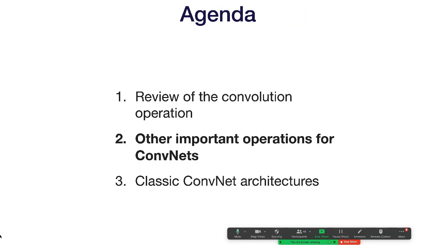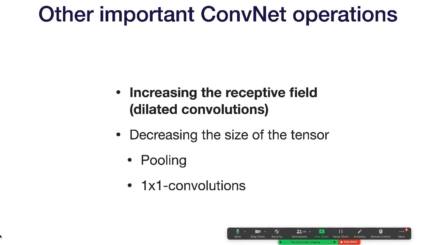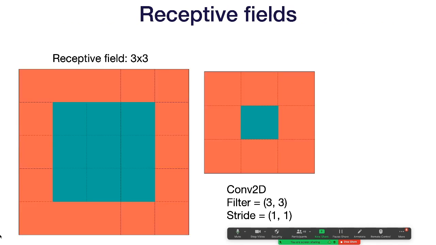Next, we'll talk about a couple of other important operations for ConvNets. The first that we'll cover is an operation that's used to increase the receptive field, which is dilated convolutions. First, what is a receptive field? If you think about what the convolution operation is doing, you're sliding this window over an image and you're producing something that is generally lower dimensional.